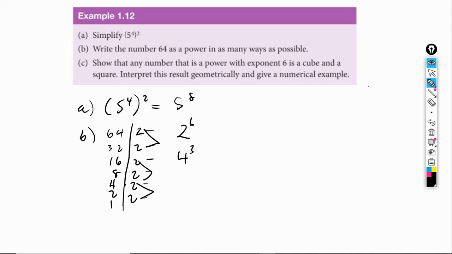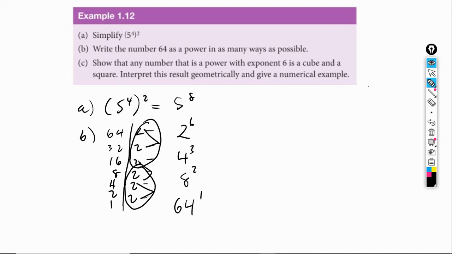We can also group them in threes. Notice that if I group 2 times 2 times 2 and 2 times 2 times 2, that's going to be 8 times 8, or 8 squared. Finally, every number to the power of 1 equals itself. So we can also write 64 as 64 to the power of 1.